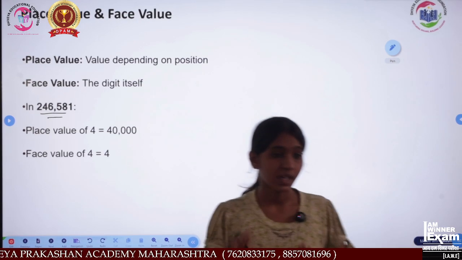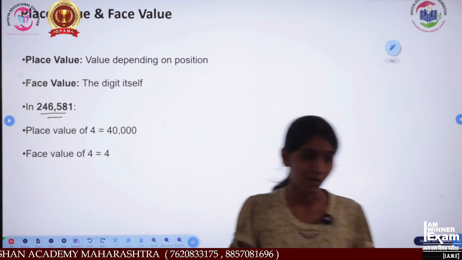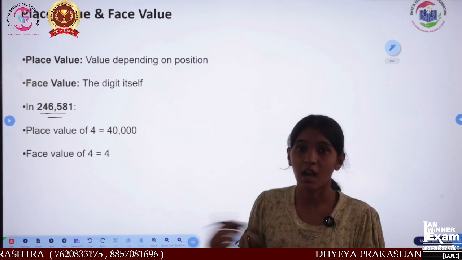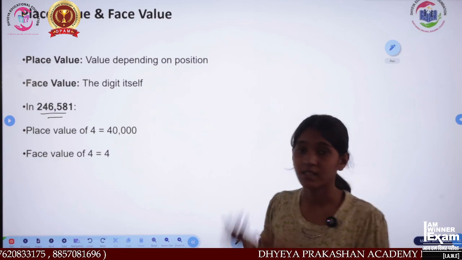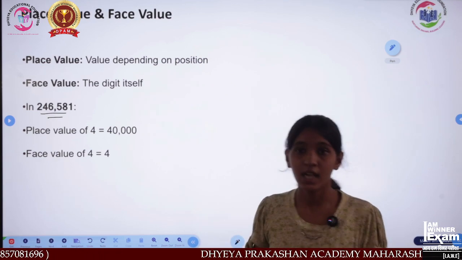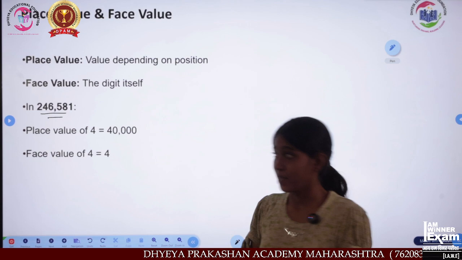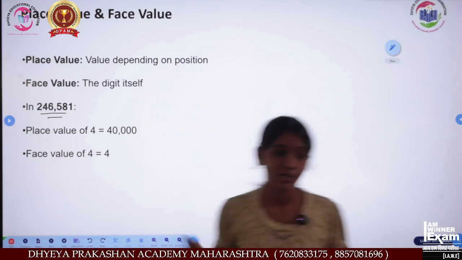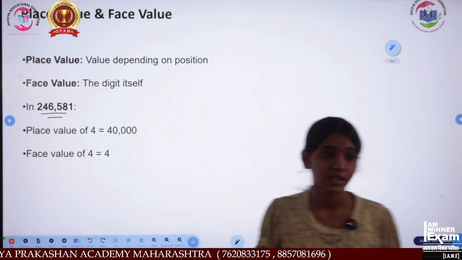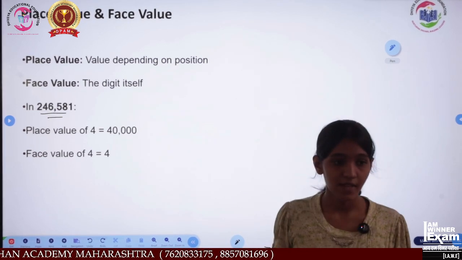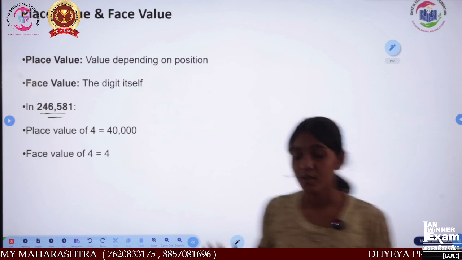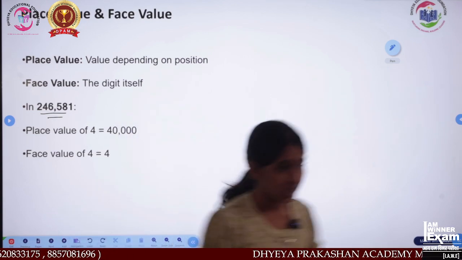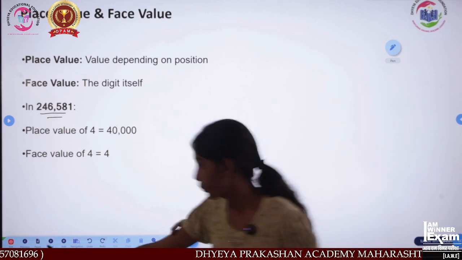Before getting the place value of a number, we identify the position of the number. Is it at the ones, tens, hundreds, thousands, ten thousands, or lakh place? This is how we get the place value. The face value is nothing but the number itself. There is no big deal in a face value. Only place value needs the position of that number.